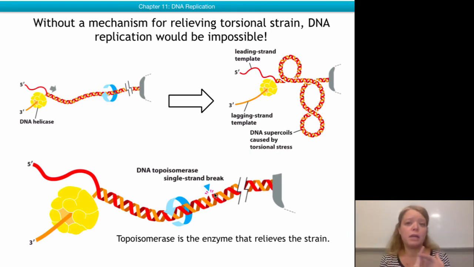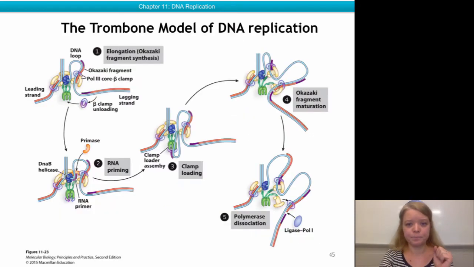It does not change the base pairing of the two DNA helixes. It does not remove any nucleotides. It just breaks phosphodiester bonds periodically. And because it breaks the phosphodiester bonds periodically, it relieves the torsional strain that's caused by the helicase.